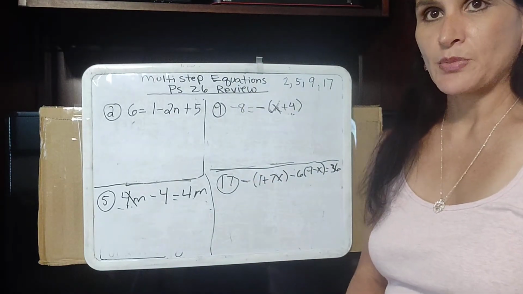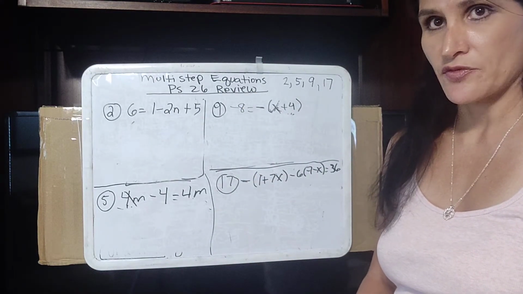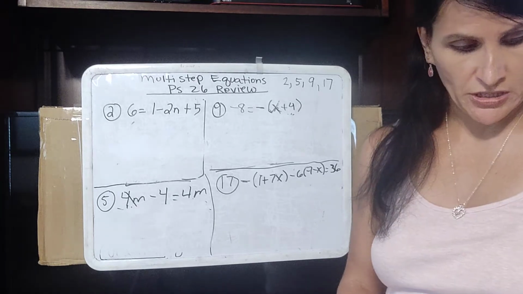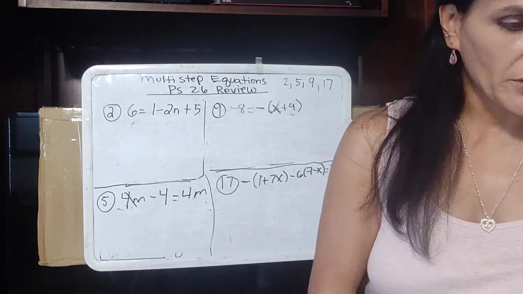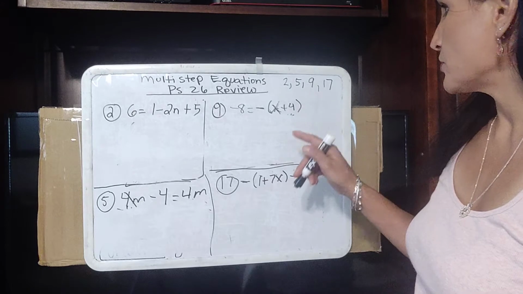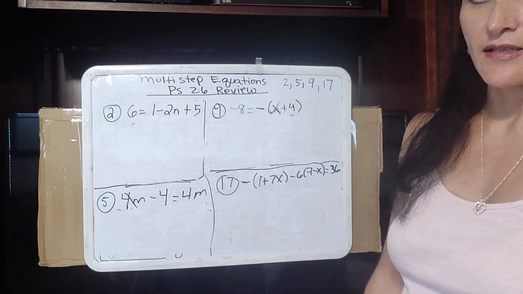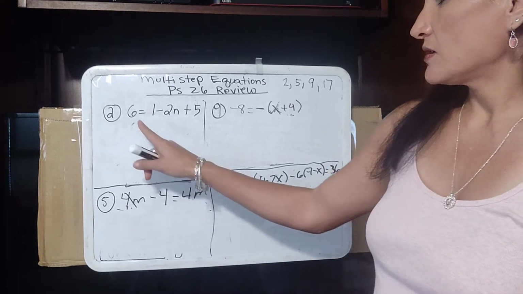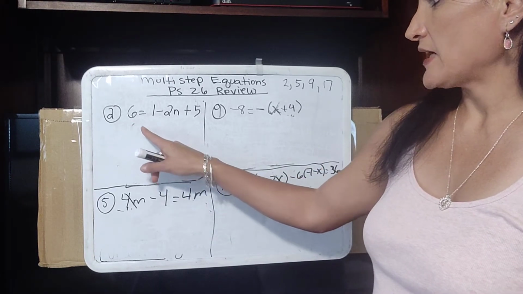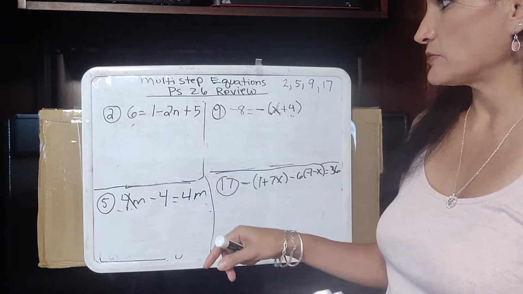Okay guys, so here's part 2 of problem set 26 for your multi-step equation worksheet. I have already written on the board the examples that I want to cover for you on the worksheet, which are examples 2, 5, 9, and 17. On number 2, we have 6 equals 1 minus 2n plus 5.